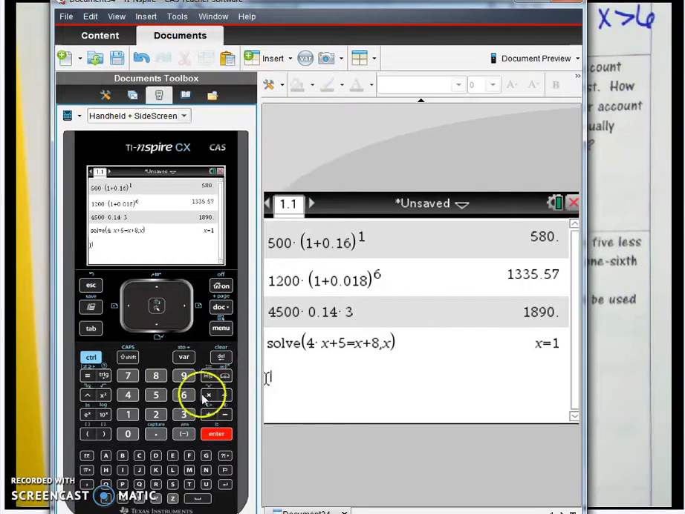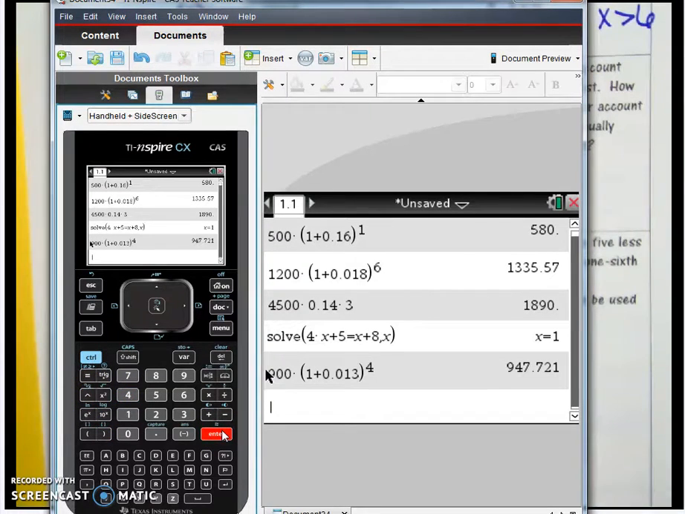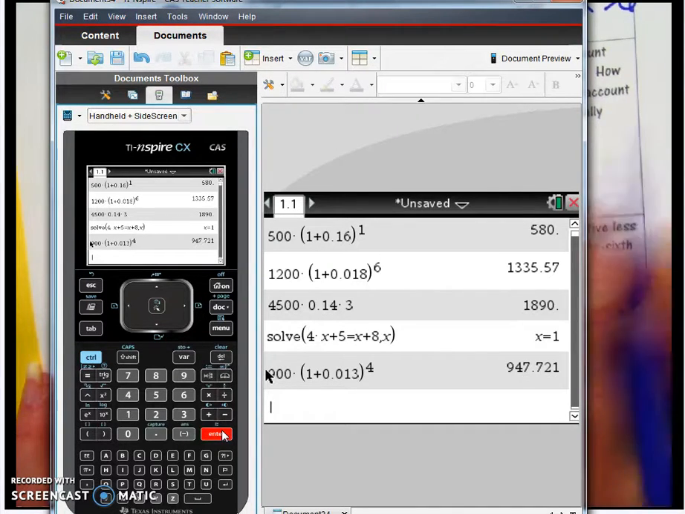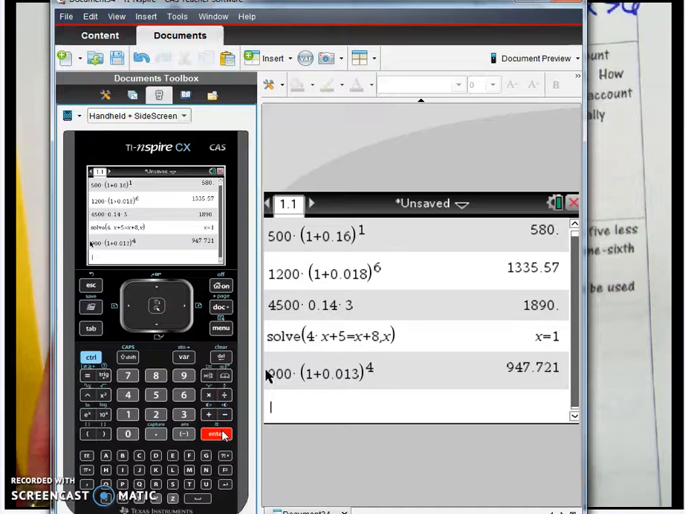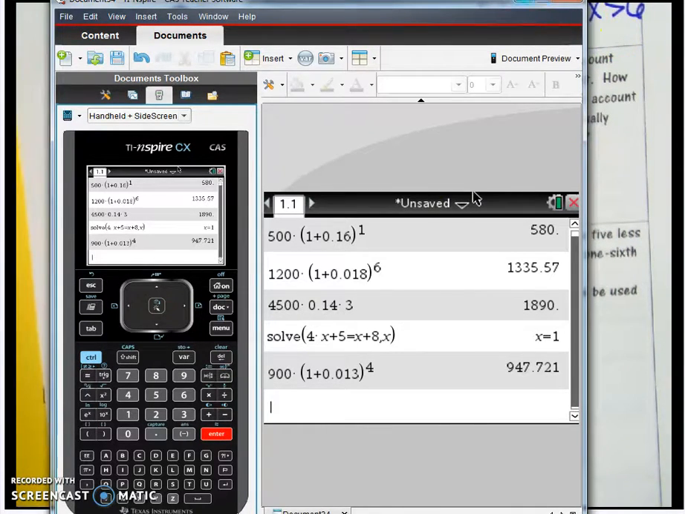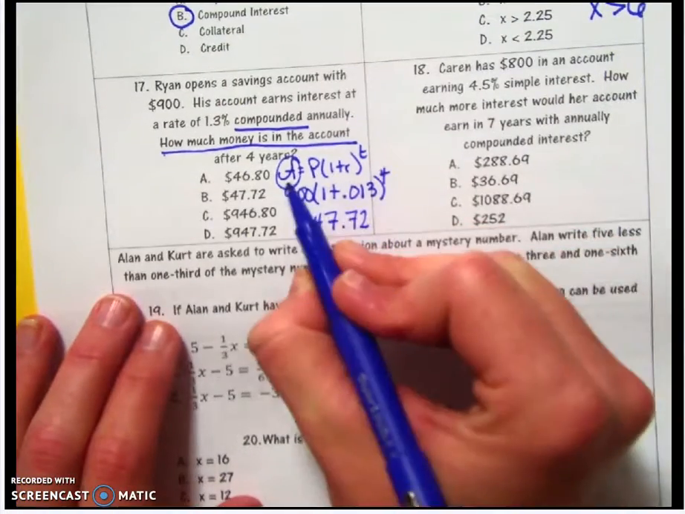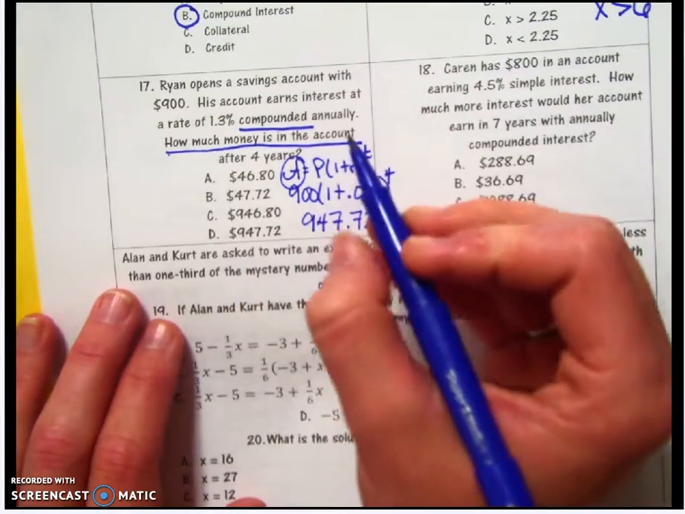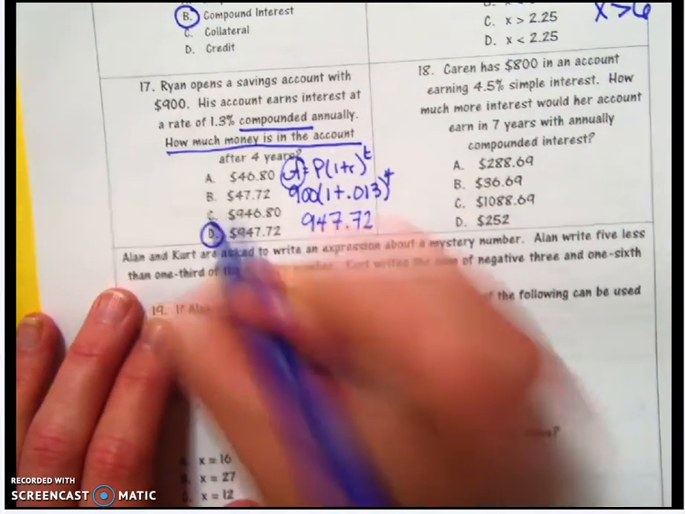So in your calculator, you would do 900 times 1 plus 0.013 to the 4th power. And I get $947.72. This says how much money is in the account. So I do want the A here. I do want the total. Okay? How much money is in the account? I want the total. It doesn't ask me just for the interest. So the correct answer here would be D.